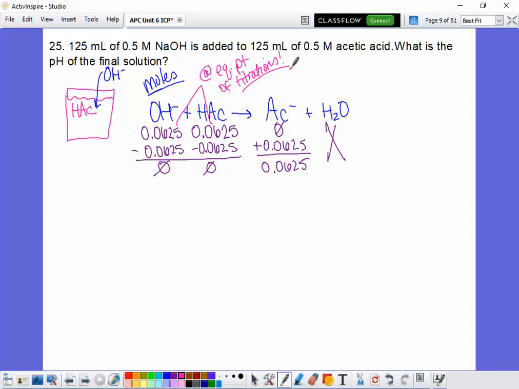What else do you know happens at the equivalence point? What scenario? The third one. So this is scenario number 3 because we only have the conjugate base left over. We only have the ion left over. We don't have the original weak acid or weak base. Okay? All right. So, what do I do next?